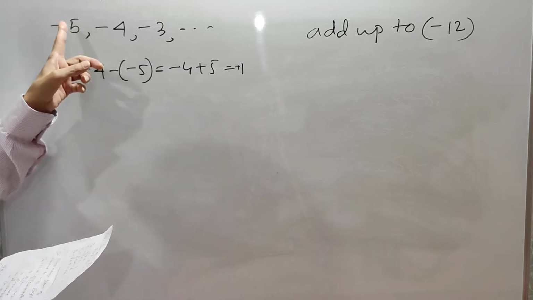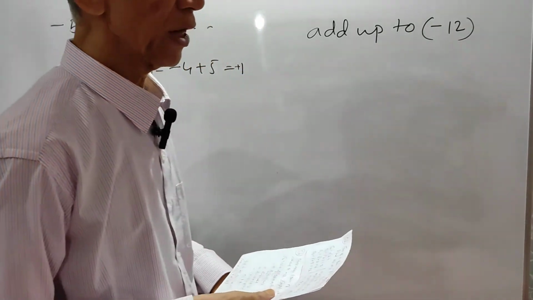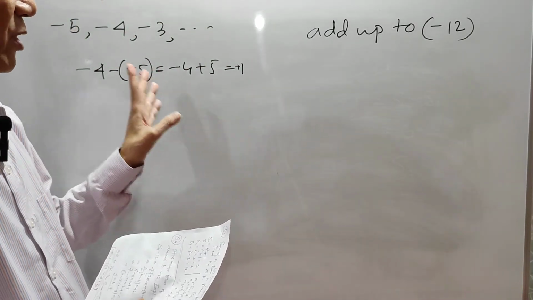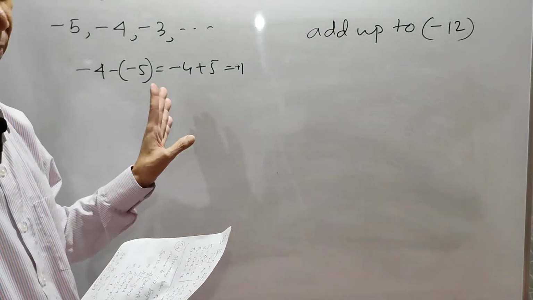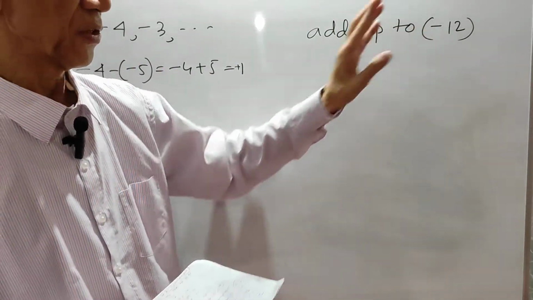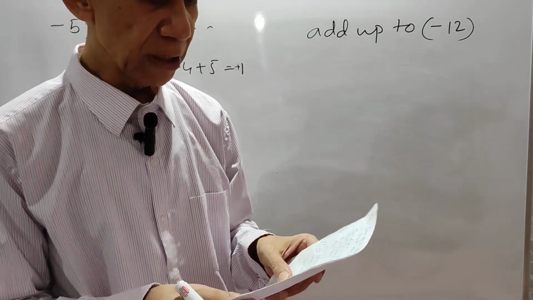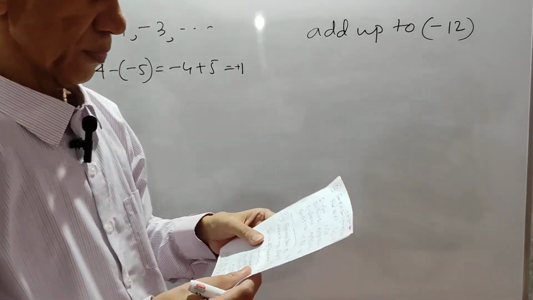Now, the question is this. How many terms of this AP add up to minus 12? We have to find the value of n here. Suppose n is 15. That means sum of 15 terms is minus 12. If n is suppose 12, then sum of 12 terms is this. So that way we have to find out the number of terms.